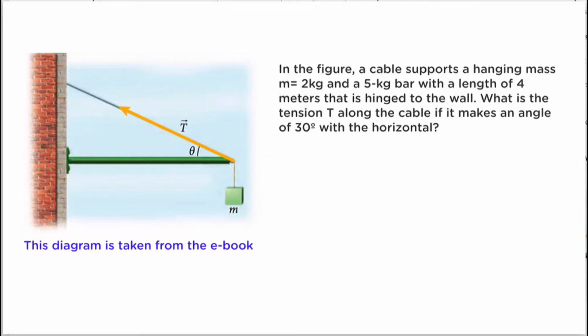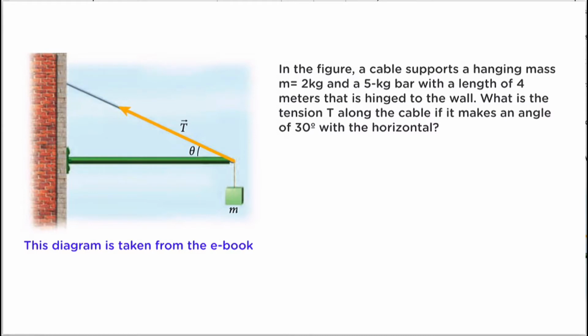This is a sample problem on static equilibrium involving torque. In the figure, a cable supports a hanging mass of 2 kg and a 5 kg bar with a length of 4 meters that is hinged to the wall. What is the tension T along the cable if it makes an angle of 30 degrees with the horizontal?